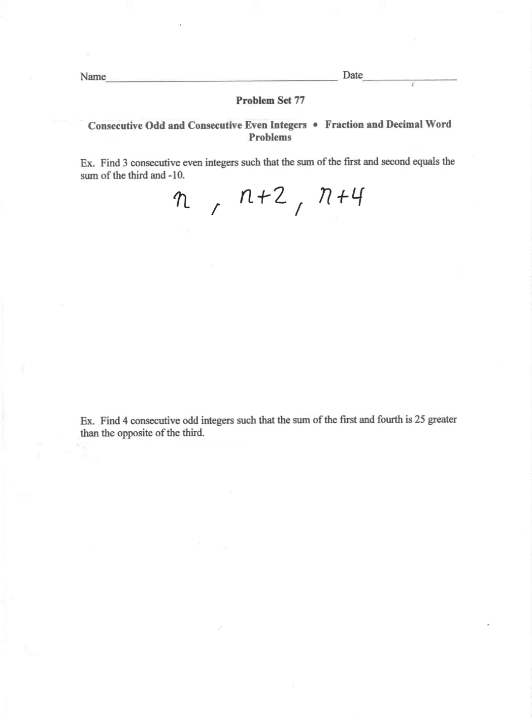It says such that the sum of the first and second, so the sum of the first and second would be n plus n plus 2, sorry, equals the sum of the third and negative 10. All right, and now I have an equation that I can solve, so I'm going to do that.